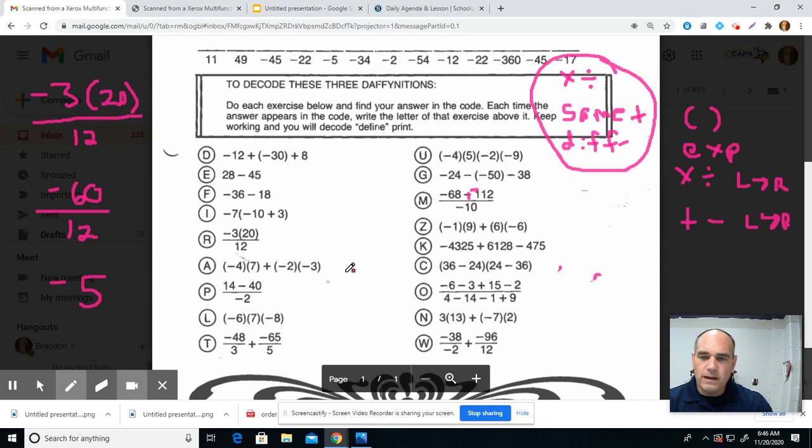Hopefully this helps you. Make sure that you're checking your answers up here and filling in the riddle. If you have a printer at home, I would print off this sheet. If you don't have a printer, then you're going to need to just do the work and then check to make sure your answer is up top somewhere so that we know that we are doing it correctly.